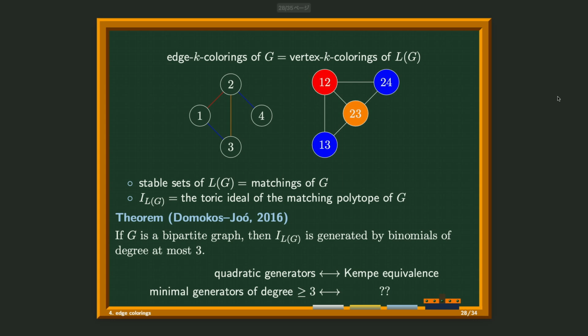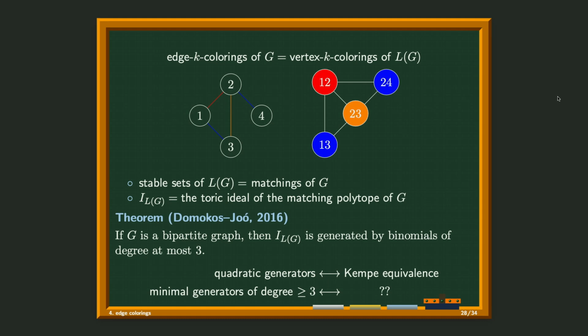Then the edge coloring of the original graph corresponds to vertex coloring of the line graph of G. And so a stable set of the line graph is just a matching of G. The stable set ideal of the line graph of G is just the toric ideal of the matching polytope of G. Their result is that if graph G is a bipartite graph, then this stable set ideal is generated by binomials of degree at most 3.